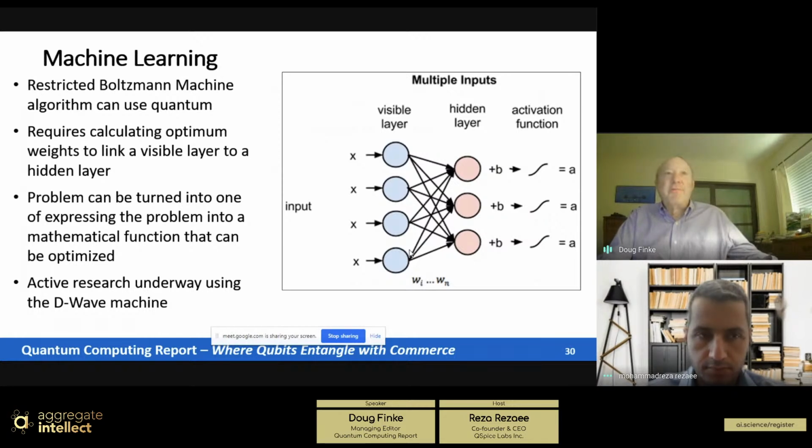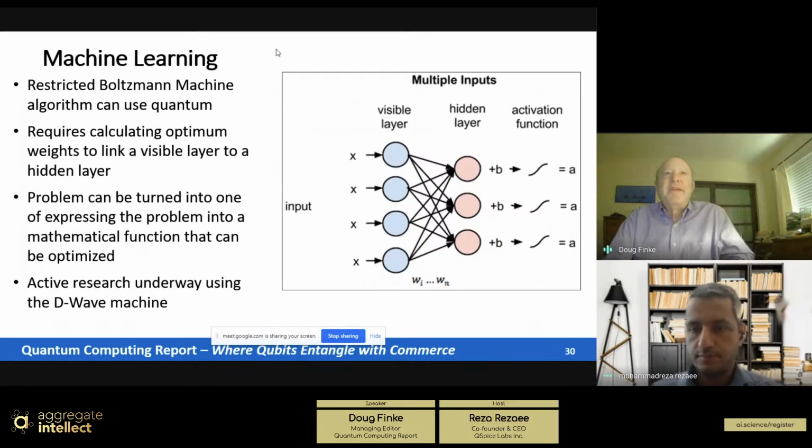Machine learning is another one. One that people do a lot of research on is called the restricted Boltzmann machine. I think this is an AI group, so you're probably familiar with this. But to be able to find the links and the optimization, this is an area where people are researching how quantum computers can more efficiently solve various AI problems.